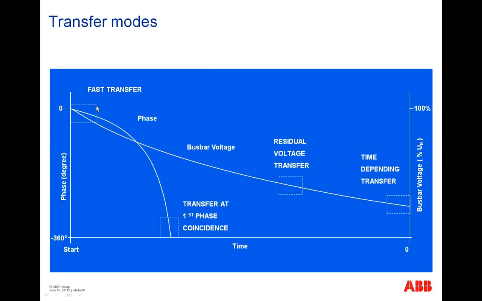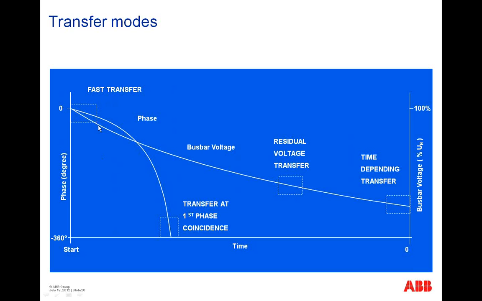Now it could be, this is the window of the fast transfer mode. This is the voltage from the busbar and the phase angle, shown here with 70% of the busbar voltage and a maximum of 20 degrees of phase angle, then we have the fast transfer mode condition.